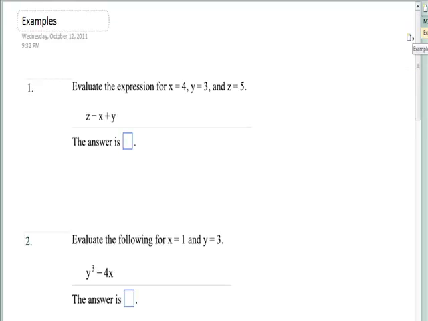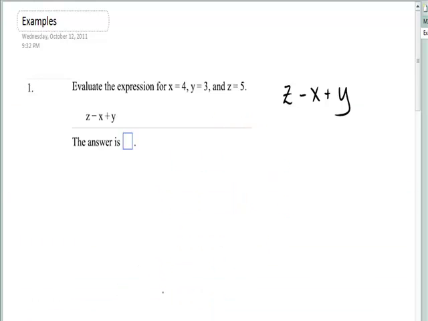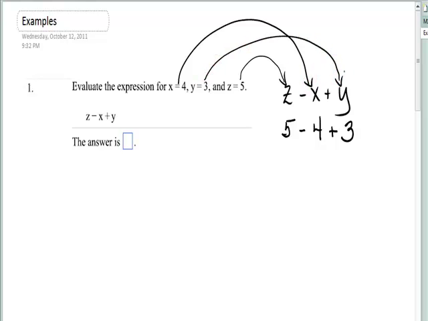Number one, it says evaluate the expression for x is 4, y is 3, z is 5. And here is the expression. This is like the play. So I have z minus x plus y. Just like the coach, I'm ready now to send the players in to see what's going to happen with this play. In the place of z, I will put a 5, minus. In the place of x, I will put a 4, plus. In the place of y, I will put a 3. So I have just sent these players in to their positions, and now I'm going to run the play, which means to use the order of operations to find out the value.